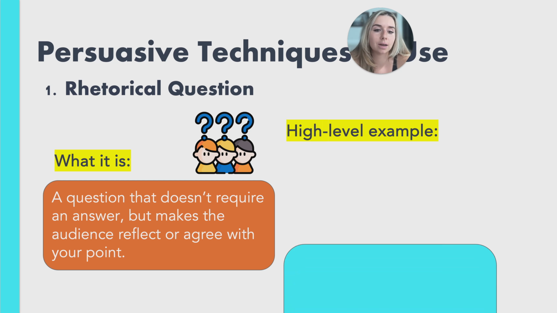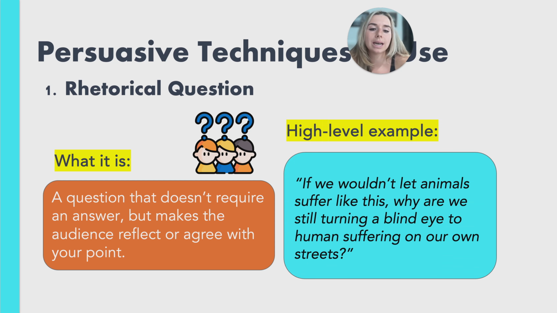So a high-level example of this would be, if we wouldn't let animals suffer like this, why are we still turning a blind eye to the human suffering on our own streets? I'm not just answering a boring question. I want to make it feel impactful, emotional, and really emphasize the point.